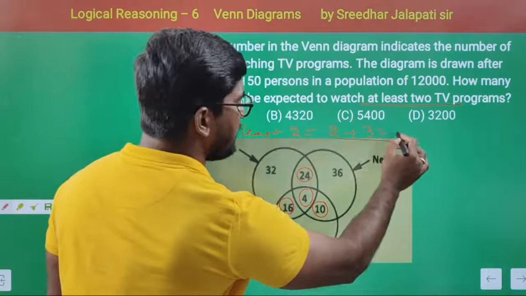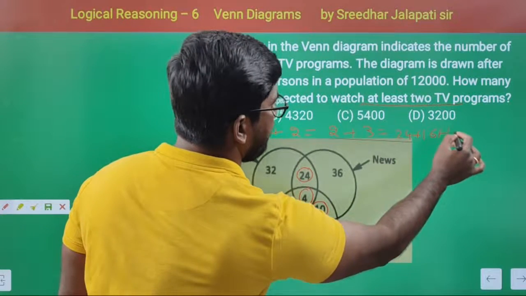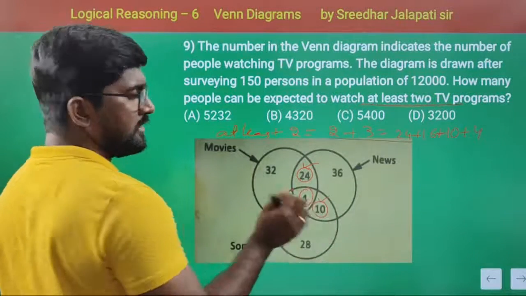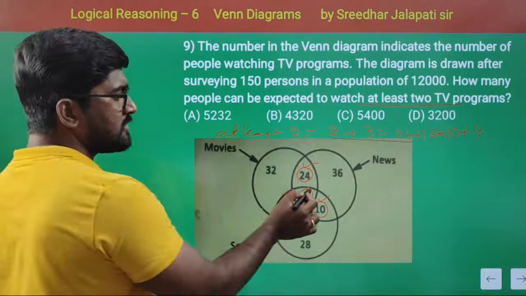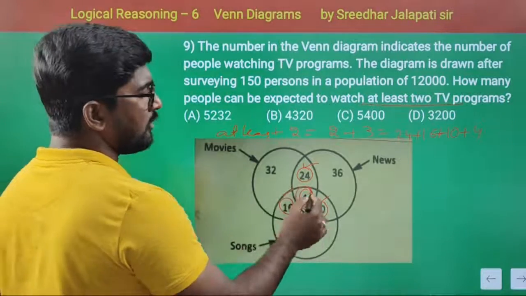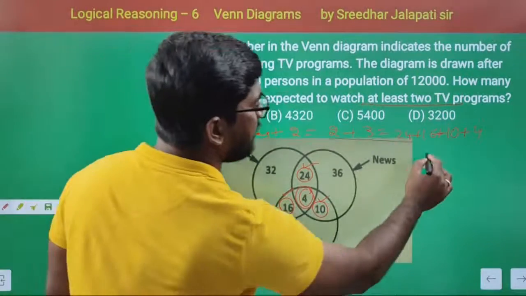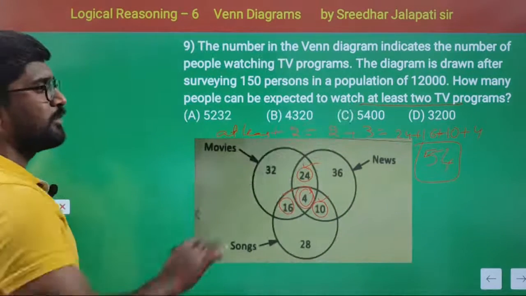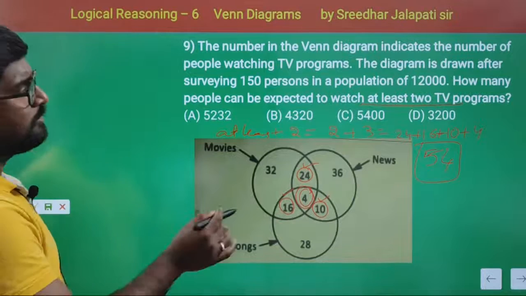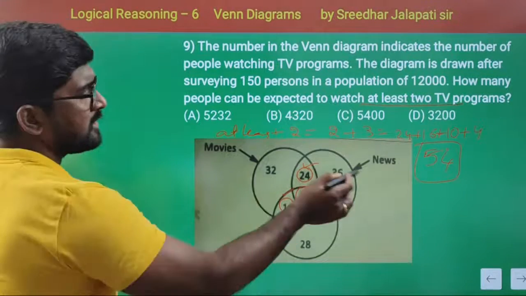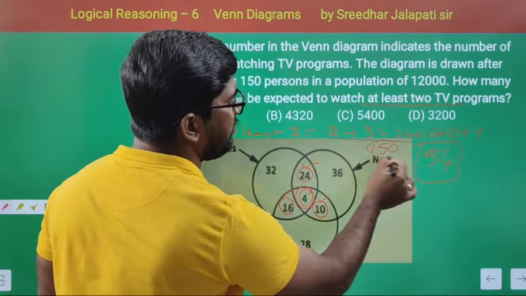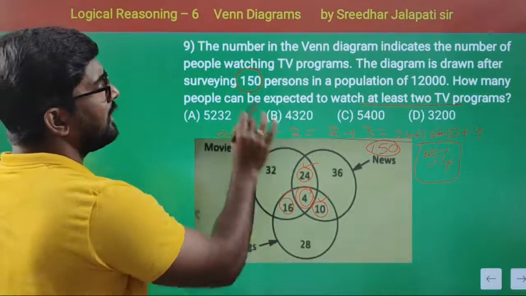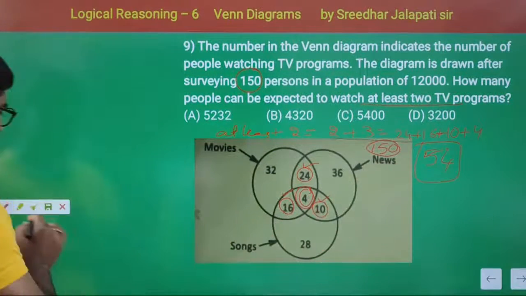So 2 plus 3, that is 24 plus 16 plus 10 plus 4. 24 plus 16 plus 10 is exactly watching 2 channels, whereas 4 is watching all 3 channels. So that is altogether 40, 50, 54. So these 54 people are watching at least 2 TV programs. Right? Now this 54 is out of 150. He said a sample of 150 persons have been surveyed. In that 150, 54 are watching.